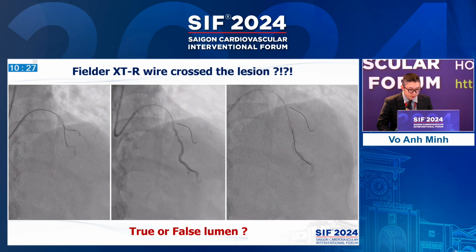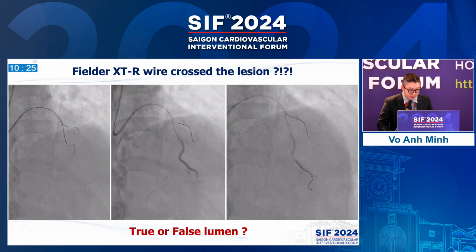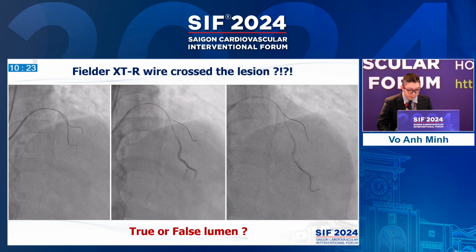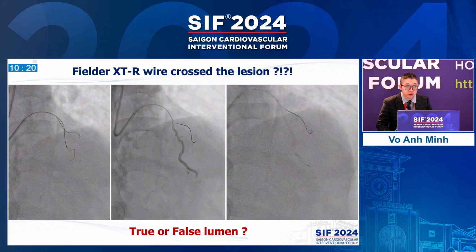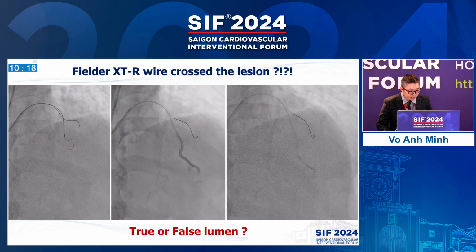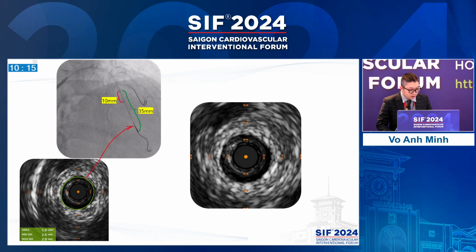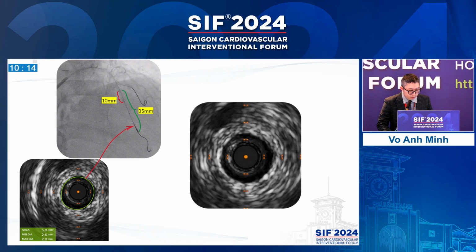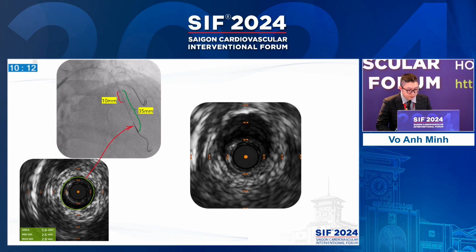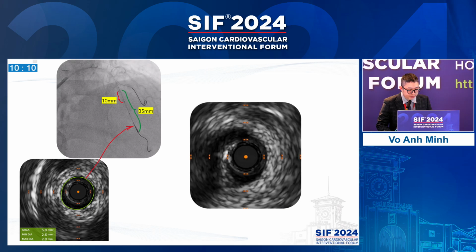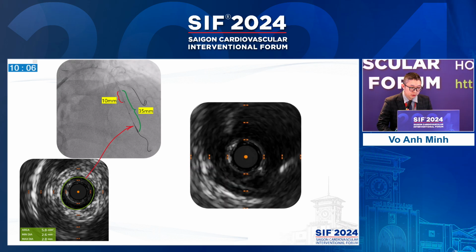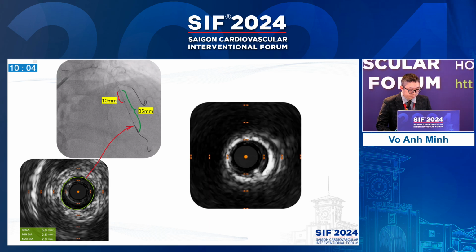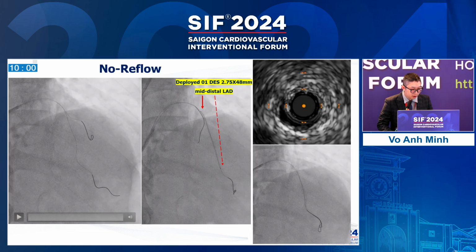In the third video we saw clearly, with the workhorse wire, and slowly looking, I see the distal one. I think it's a true lumen, and then I checked with the IVUS. So of course it's a true lumen, with some thrombus and dissections. At this time, I decided to deploy a stent for the patient, a 2.75 by 48.